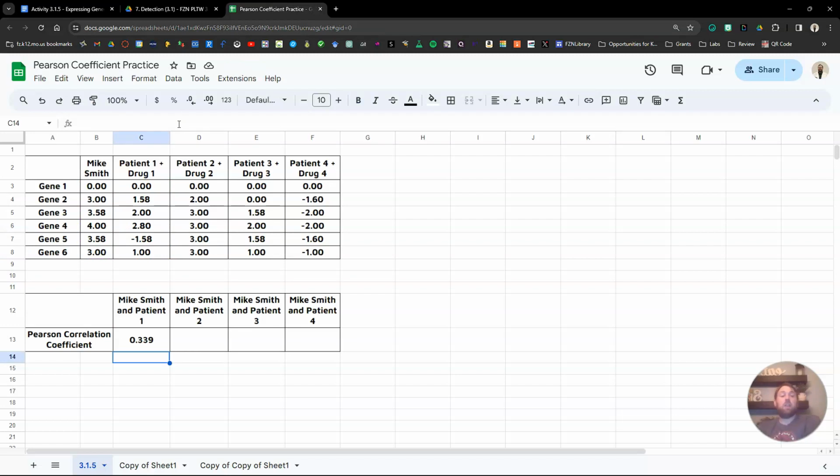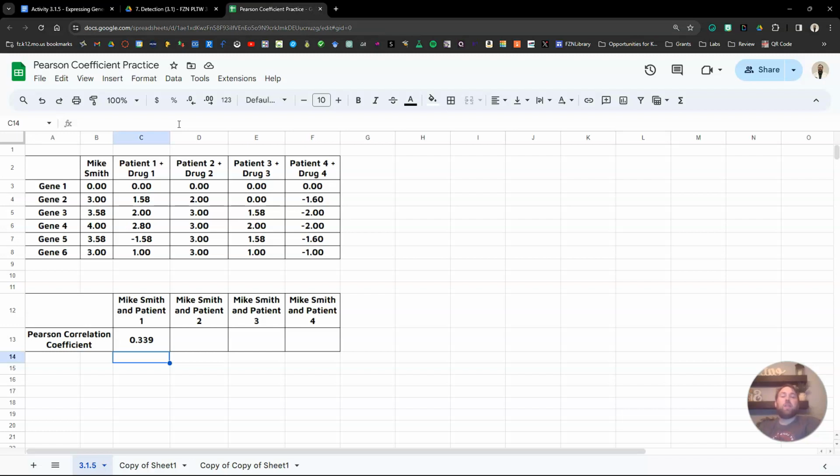I can use to tell you that, boy, Mike Smith and patient 1's genes really don't line up quite as well as we'd like them to. There is not a strong correlation between the two.